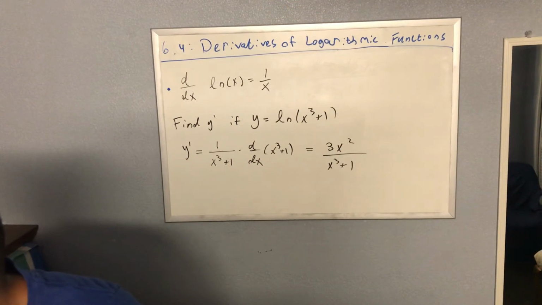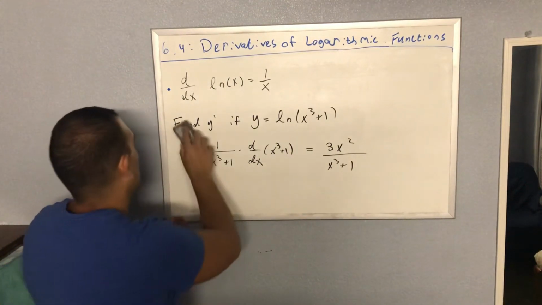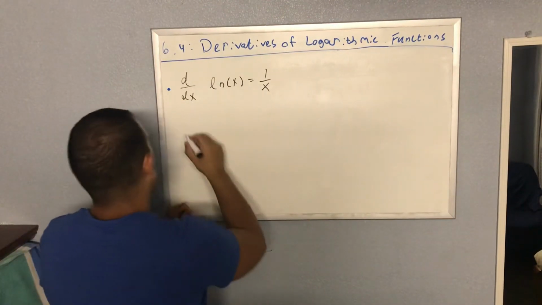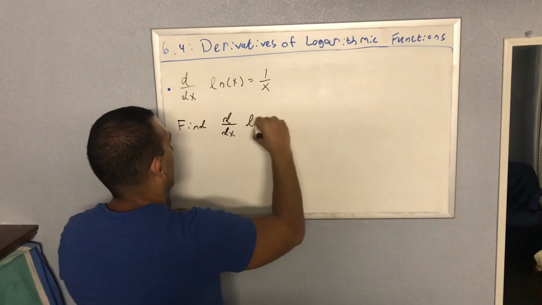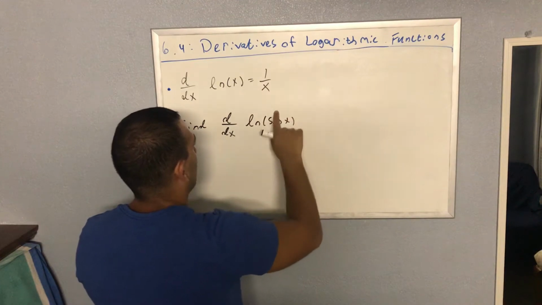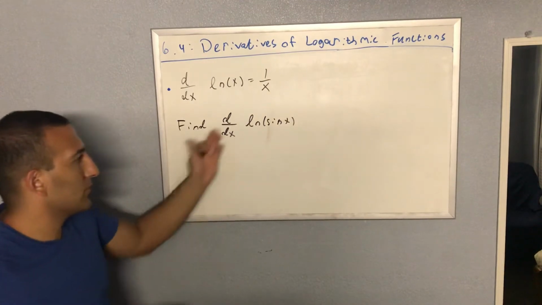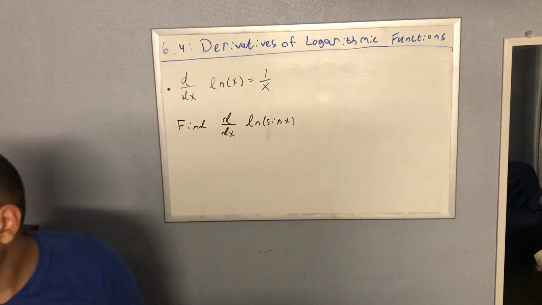And then let's see, I don't want to belabor the point too much. So maybe one more example, just to use different notation, is find d/dx of ln of sine x. Okay, so find the derivative of this function, and again it's going to be the chain rule. So what does the chain rule say?